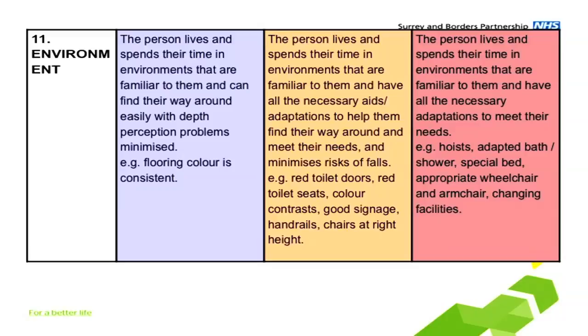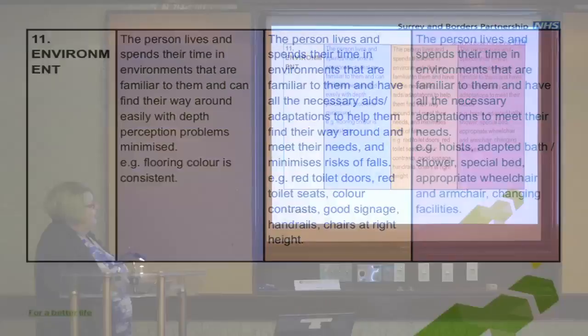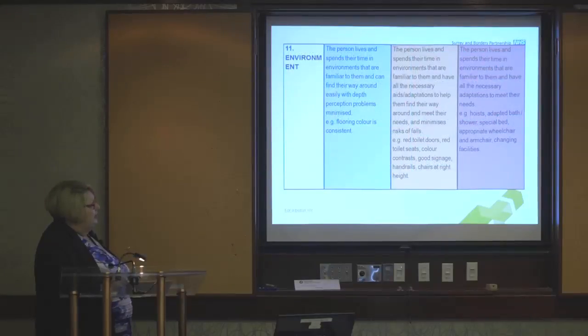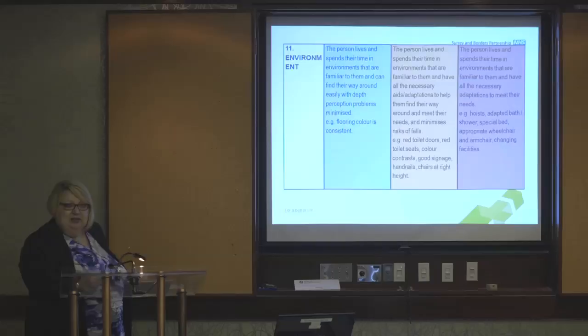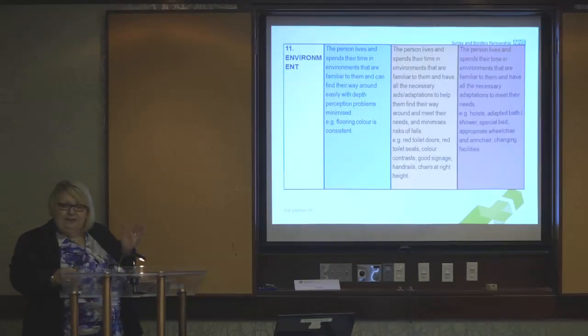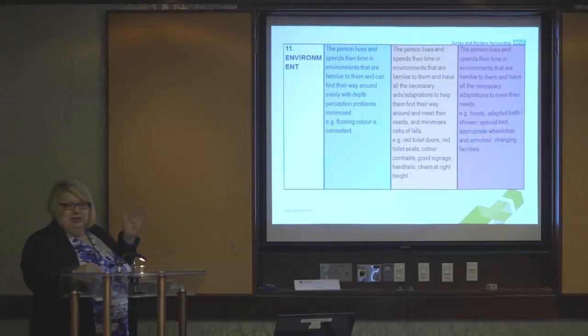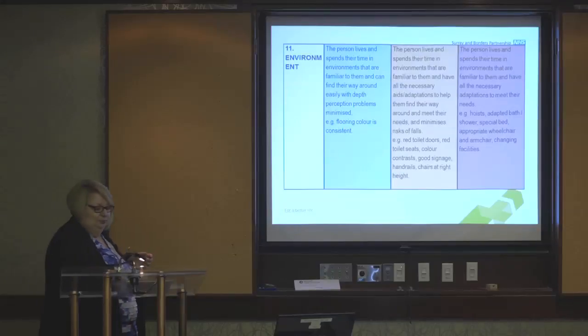And then at late stage, it changes again, so that the person lives and spends their time in environments that are familiar to them and have all the necessary adaptations to meet their needs. So this is the time for all those specialist things you need. So the hoists, maybe the adapted baths or showers, the special profiling beds, appropriate wheelchairs and armchairs, good changing facilities. Okay? So you can see how the outcome is different for these domains depending on the stage of dementia.